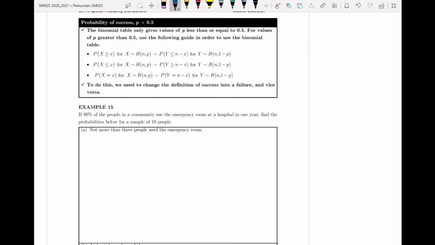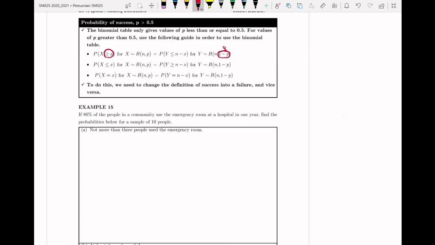Probability of success p greater than 0.5. The binomial table only gives values of p less than or equal to 0.5. For values of p greater than 0.5, we have to use the following guide in order to use the binomial table. If we have P(X ≥ x), for X binomially distributed with n and p, we need to change it to Y.